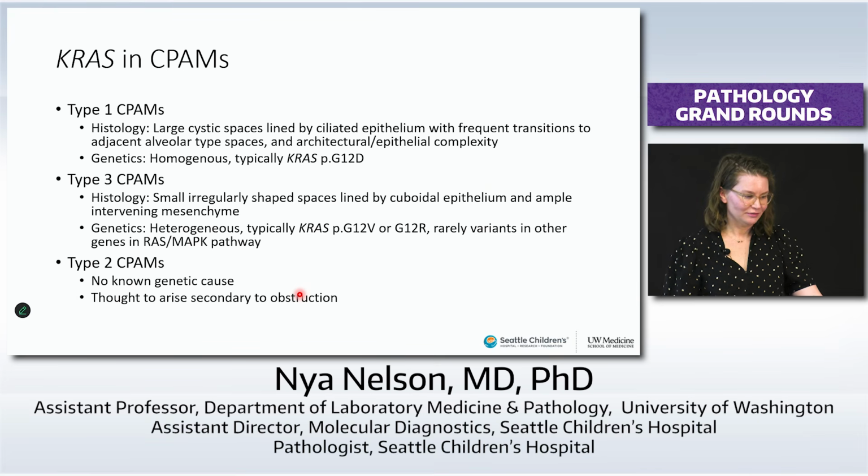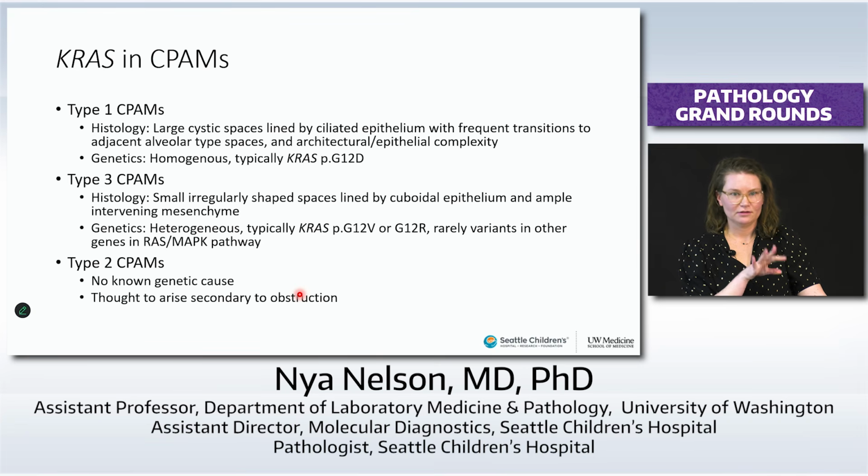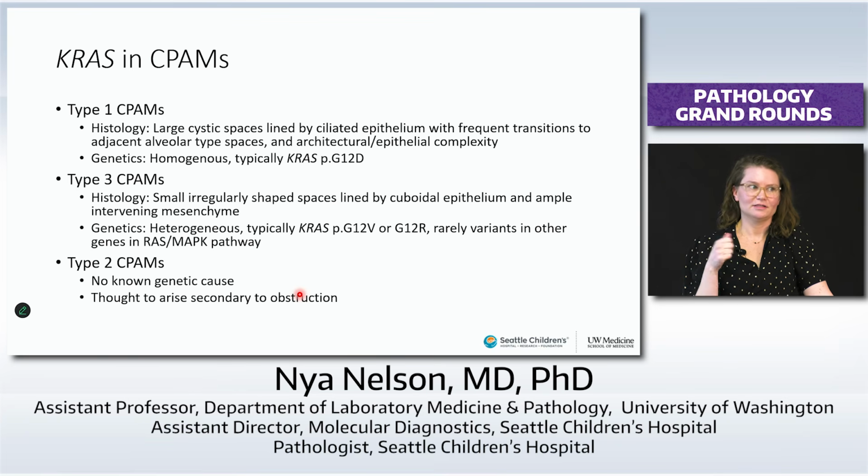So to summarize the role of KRAS within these CPAMs, starting with our type 1s, those are our large cystic lesions. And the genetics are very homogeneous and typically specifically has KRAS G12D. In contrast, type 3 CPAMs are much more solid in appearance and more heterogeneous, typically have either KRAS G12V or G12R, but can also rarely have variants in other genes that activate RAS signaling. And I'd be remiss, since I talked about it at the beginning, if I didn't circle back to our type 2 CPAMs. Those do not have any known genetic cause and are thought to instead arise secondary to obstruction.